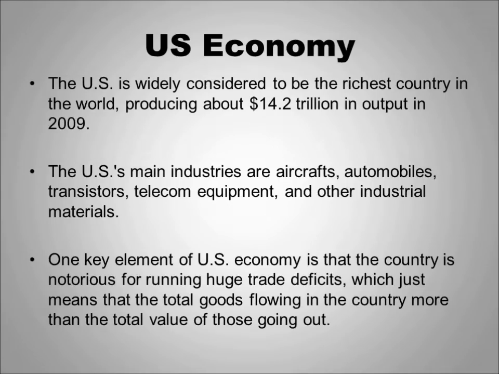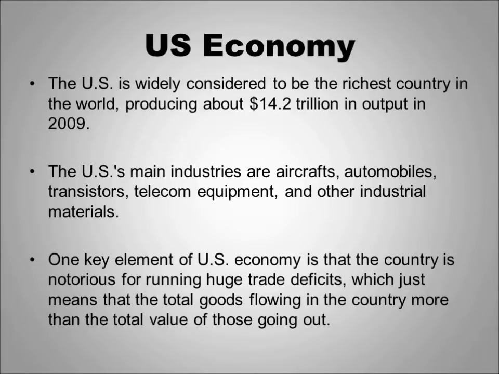Now, here's what we need to know about the US economy. The US is widely considered to be the richest country in the world, producing about 14.2 trillion in output based on stats in the year 2009. Now, the US's main industries are aircraft, automobiles, transistors, telecom equipment, and other industrial materials. So again, many of the major corporations in the world are either headquartered in the United States or they have offices in the United States. So that also adds to how large and how strong and stable the US economy is in this world.